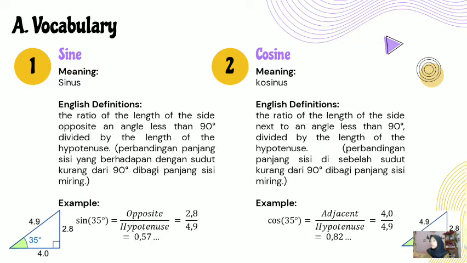And number 2, cosine. Meaning is cosinus. English definition: the ratio of the length of the side next to an angle less than 90 degrees divided by the length of the hypotenuse. Example, cosine 95 degrees equals adjacent per hypotenuse equals 4 per 4.9.